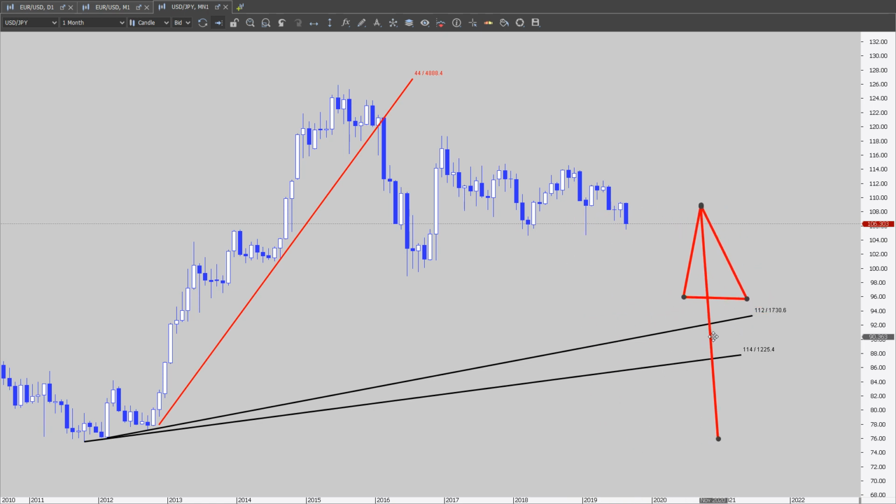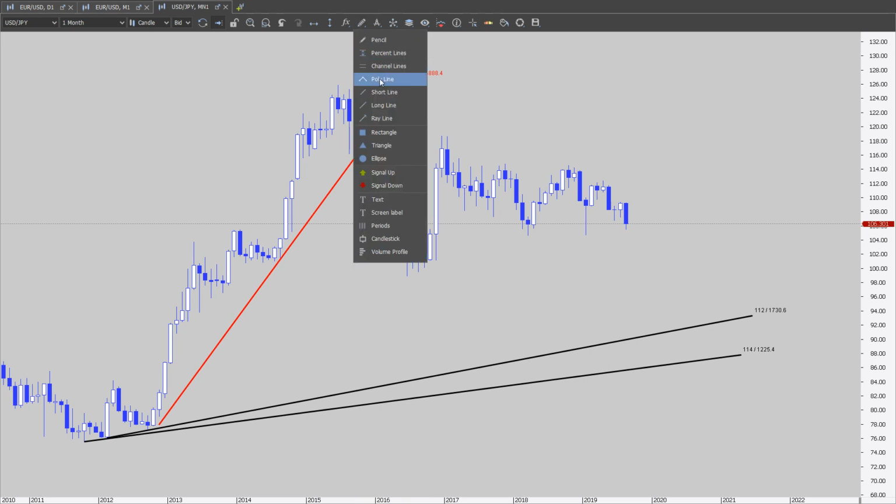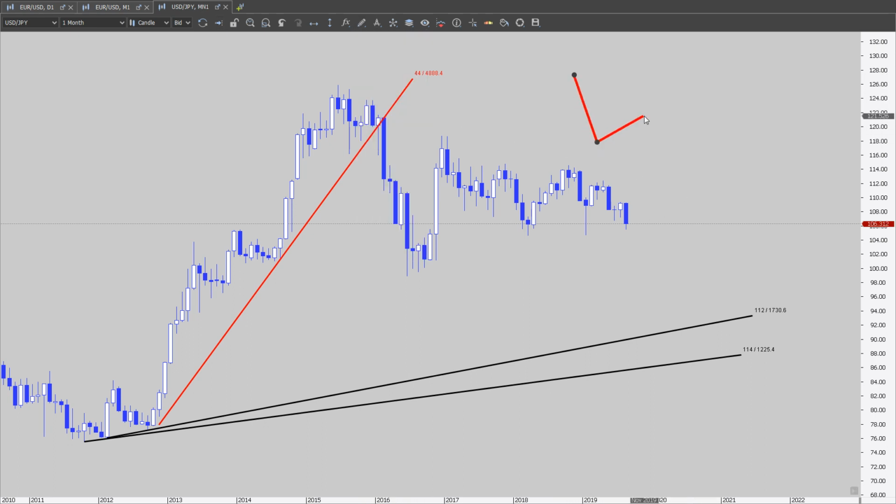Okay, everybody, when the market breaks one trend line, it has a tendency to go until the other trend line.